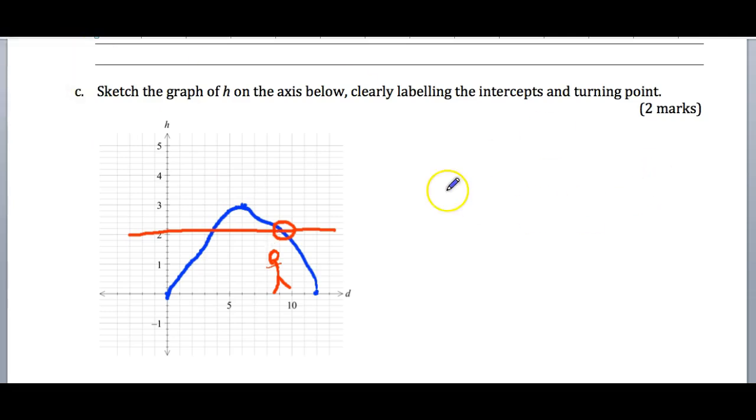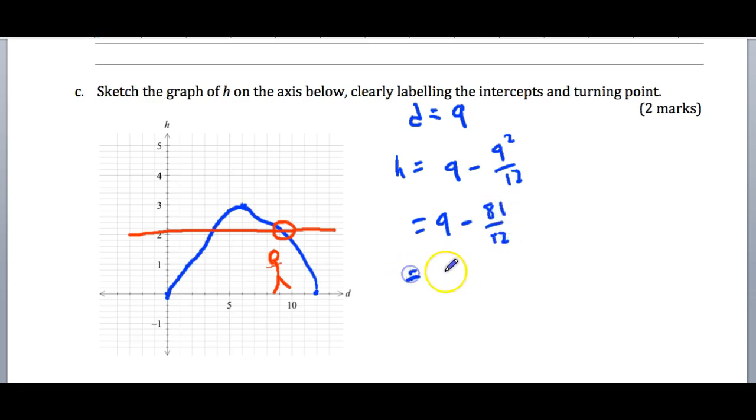Now, I'm just going to change back to blue. So basically, you're saying, well, h equals 2. So I have to find, oh, sorry, not h equals 2. d equals 9, where the goalkeeper is. So your h is equal to 9 minus 9 squared on 12. 9 minus 9 squared is 81. And I've done this one before, and was it 2.25? I think it was 2.25.